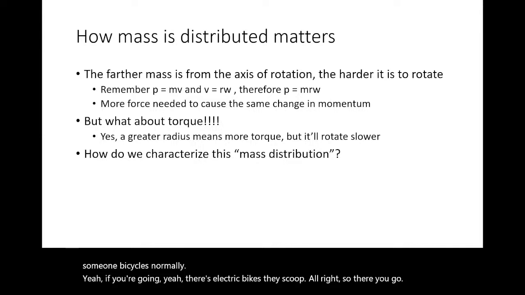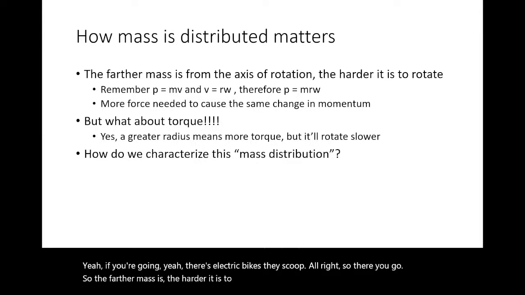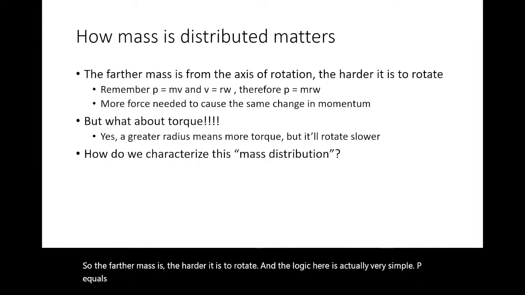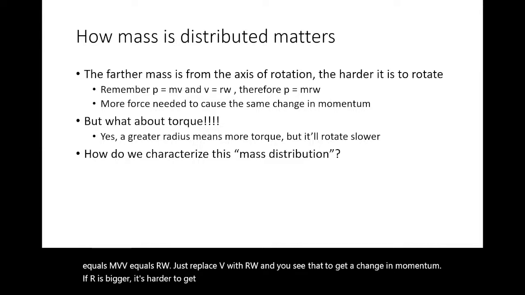So the farther the mass is, the harder it is to rotate, and the logic here is actually very simple. p equals mv, v equals rw. Just replace v with rw, and you see that to get a change in momentum, if r is bigger, it's harder to get that w. When r is bigger, it's harder to get a bigger change in p. What about torque?